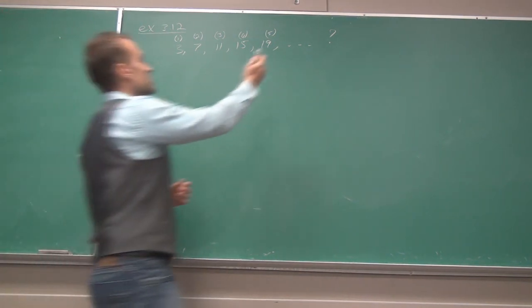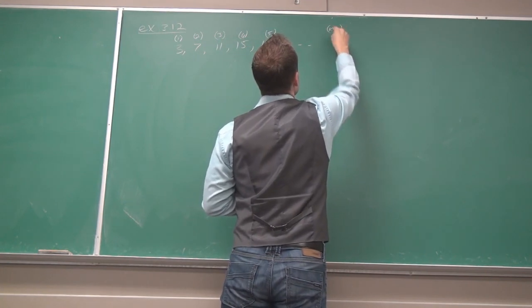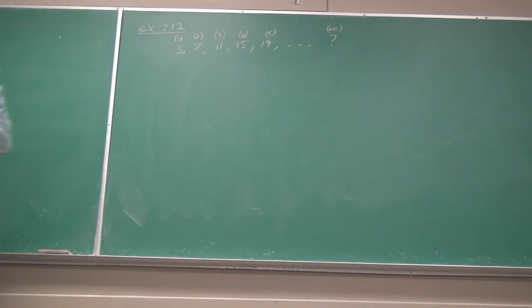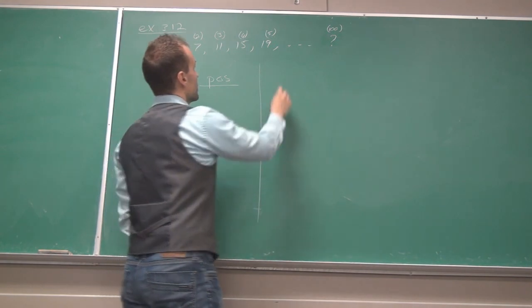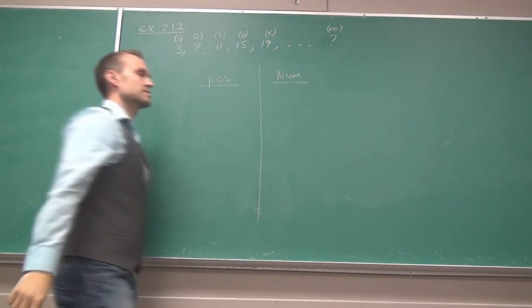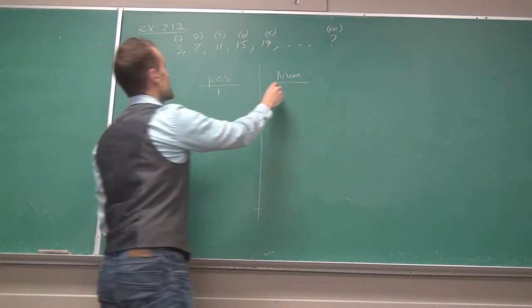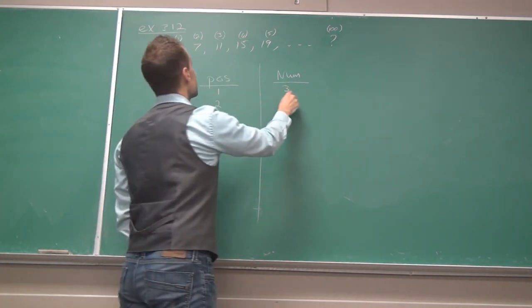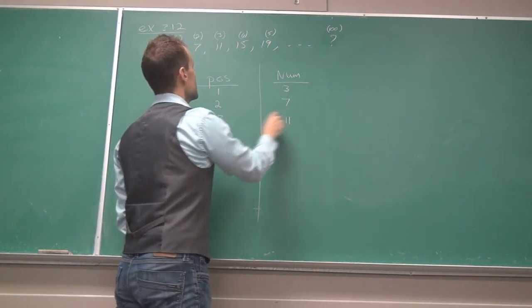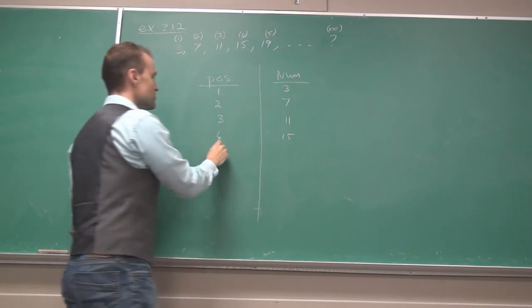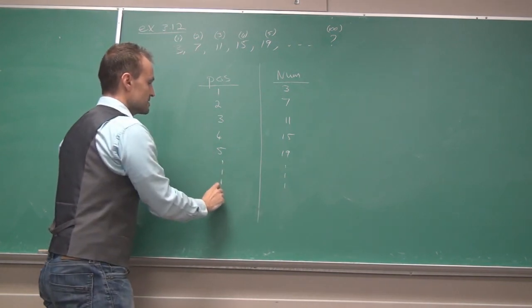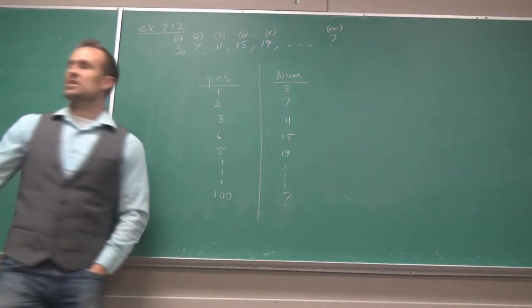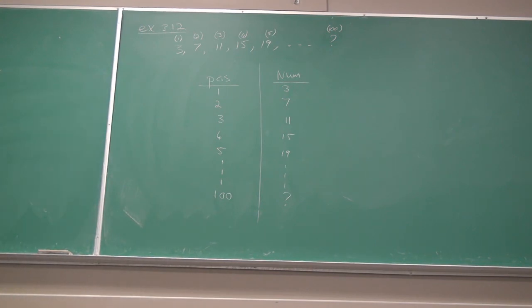What am I now looking for? I'm looking for the number in position 100. Now let's make a little table. Not that you have to, but I'm going to. So I want to relate the position with the actual number in that position. The first number is 3, the second number is 7, the third number is 11, the fourth is 15, and usually if you do 5, the pattern should be obvious. If not, then maybe it's really tricky. But for our level of difficulty, 5 should be more than enough.